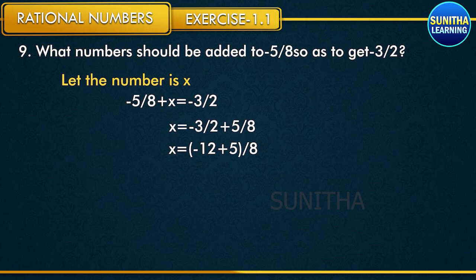Clear? Now how many times is it divisible? 8 divided by 2 is 4, so 4 times. So 4 into minus 3, minus 3 into 4, plus. Now 8 divided by 8 is 1 time only, so 1 into 5. Now do the operation: 4 threes are 12, minus 12 plus 5 into 1, which is 5, by 8, equal to minus 12 plus 5 by 8. The resultant value is minus 7 by 8. And next one.